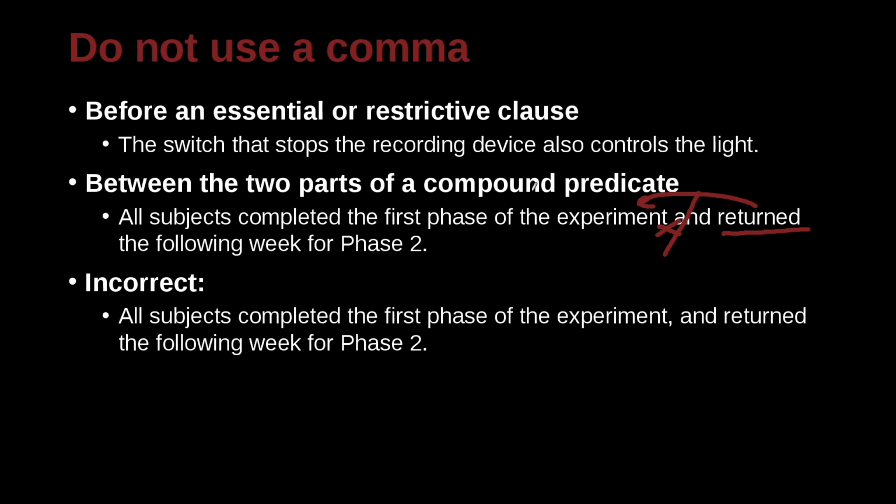Here are some examples of incorrect. So all subjects completed the first phase of the experiment, comma, and returned the following week. Comma and conjunction. You must have independent before, you must have independent after, but that is not true, so this is incorrect.